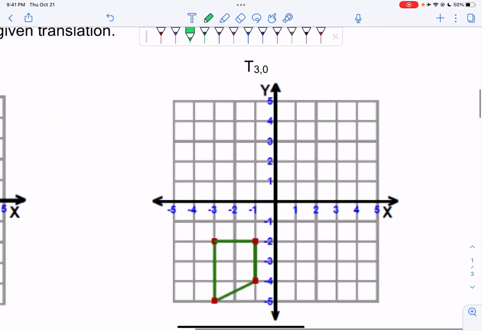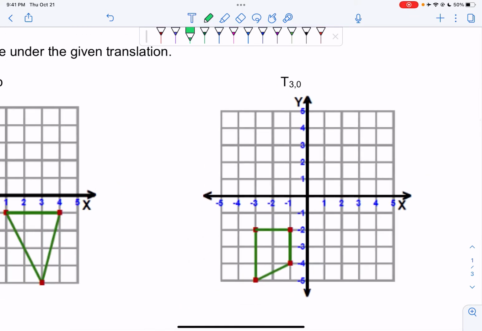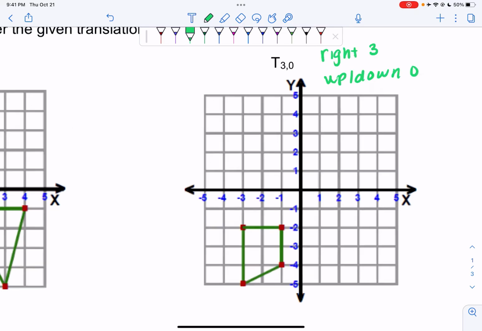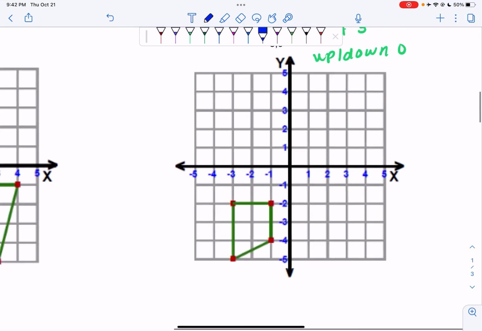Now, we have the translation notation where it says translation of 3, 0. So what that means is I basically take my x value, and since it's positive, I'm going to go to the right 3, and then I'm just not going to do anything to my y value. I'm going to stay the same. I'm going to basically go up or down 0. So let's pick some points. So go right 3, 1, 2, 3. I'm not going to do anything. I'm just going to stay there.